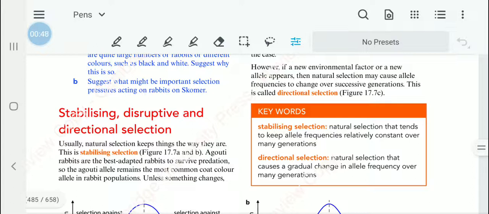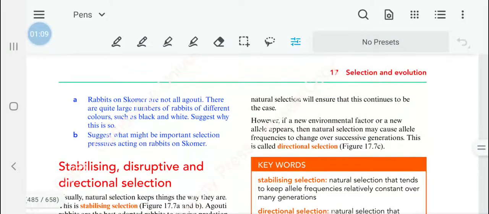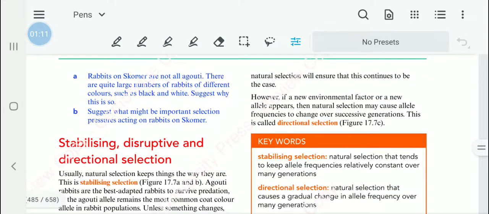If there is a change, of course that will affect survival. If something takes away that advantage, then a different form of natural selection will take place. However, if the same constant conditions continue, then it will continue, and that is called stabilizing selection. It is the natural selection that tends to keep allele frequencies relatively constant over many generations.